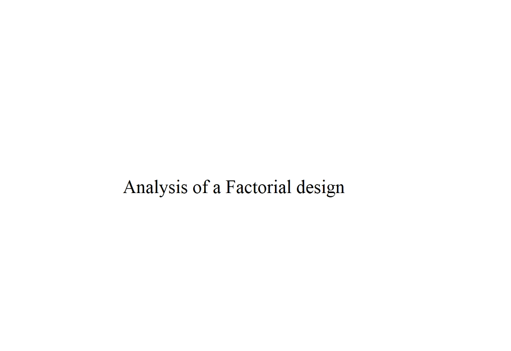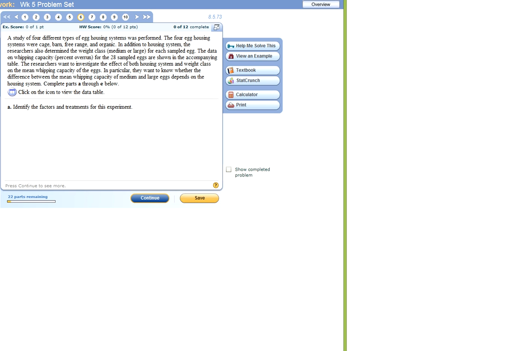Hello, in this presentation I'm going to discuss the analysis of a factorial design. Let's start with an example. Here is a study of a 4 by 3 factorial design. The first factor is housing, with cage, barn, free range, and organic. And the second factor is the large and the medium.